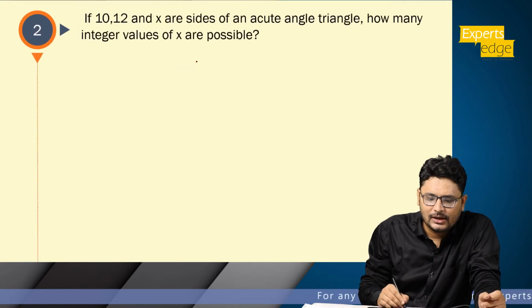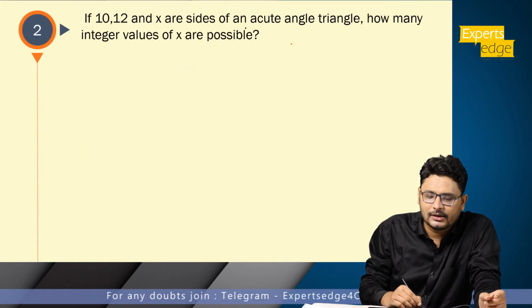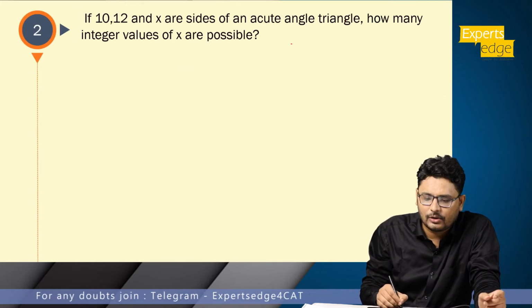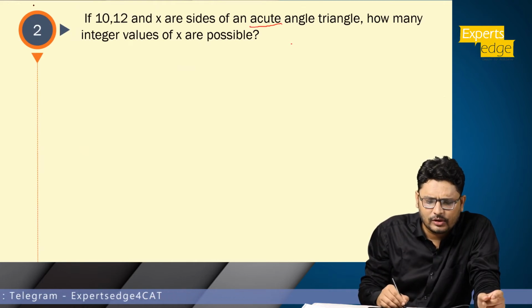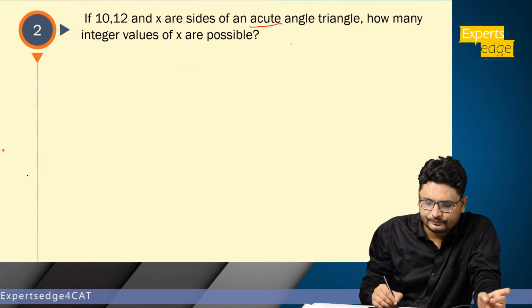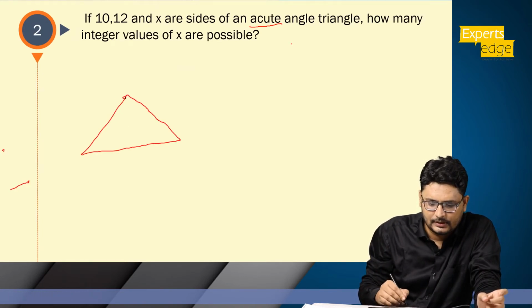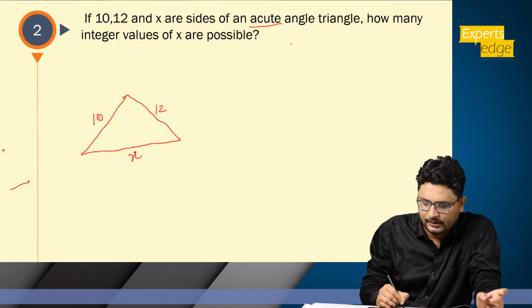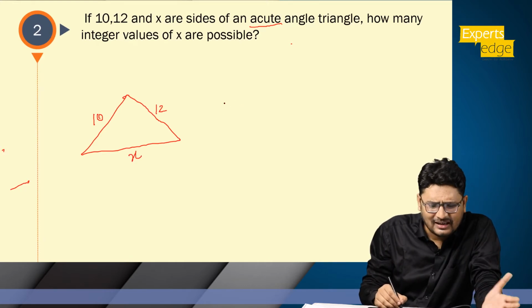If 10, 12 and x are the sides of the acute angle triangle. Okay, now here he's clearly mentioning that this triangle is what? Which type of triangle? Acute angle. So we have a direct formula for acute angle, right? So just let me draw a diagram. So it would be 10, it would be 12, it would be x, right? I can directly use it.